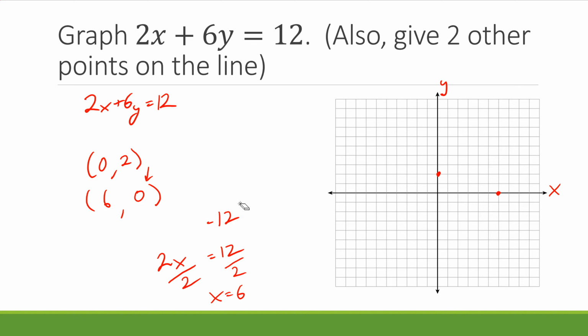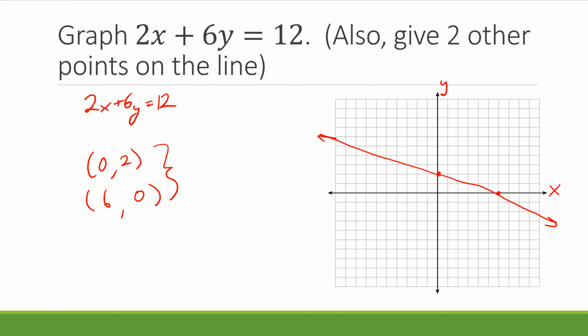What did I do? I plugged in 0 for x and found what the y equals. Then I plugged in 0 for y and found what the x equals, and that gave me 2 points. As long as I have 2 points, I can easily graph this line. Let me try to make it as straight as possible. I somewhat succeeded. Now, in the problem, they also ask me to give 2 other points on the line.